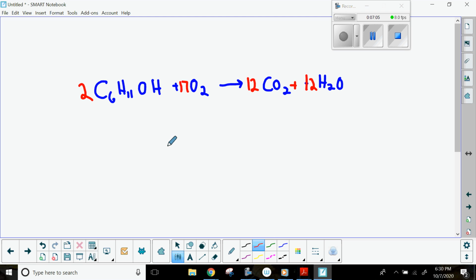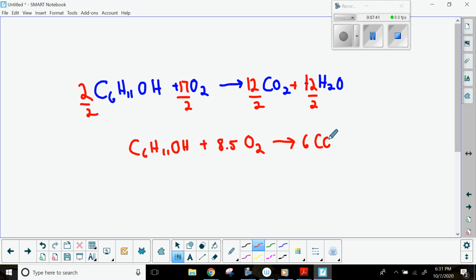But remember, I need to do the enthalpy of combustion for 1 mole. So I'm going to divide everything here by 2. And when I divide everything by 2, that's my husband drilling in the background. I apologize if you can hear that. It turns into 8.5 moles of oxygen. Remember, a mole is 6.02 times 10 to the 23rd molecules, so it's really easy to divide that by 2 to make 6 moles of CO2 and 6 moles of H2O.